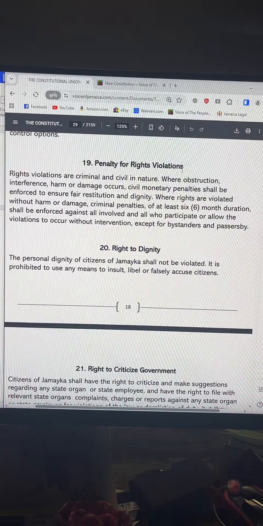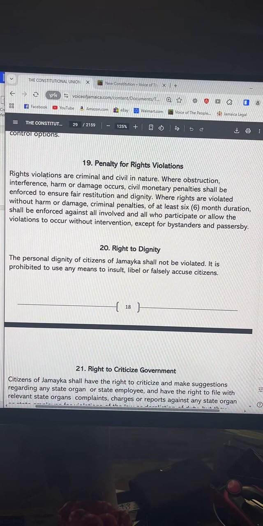Penalty for rights violations. Now, this is a topic that we currently don't have, and I've spoken about this over the past year. The constitution that we currently use, which is the Order in Council 1962, does not have any teeth. There are no penalties listed for rights violations. So in this constitution, we actively list penalties so that we have teeth. We will have a constitution that has some kind of consequence if people violate our rights.